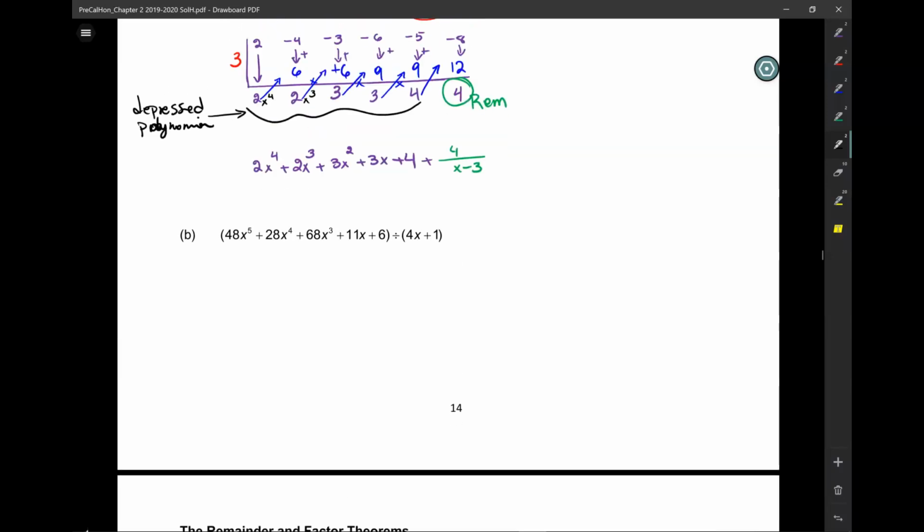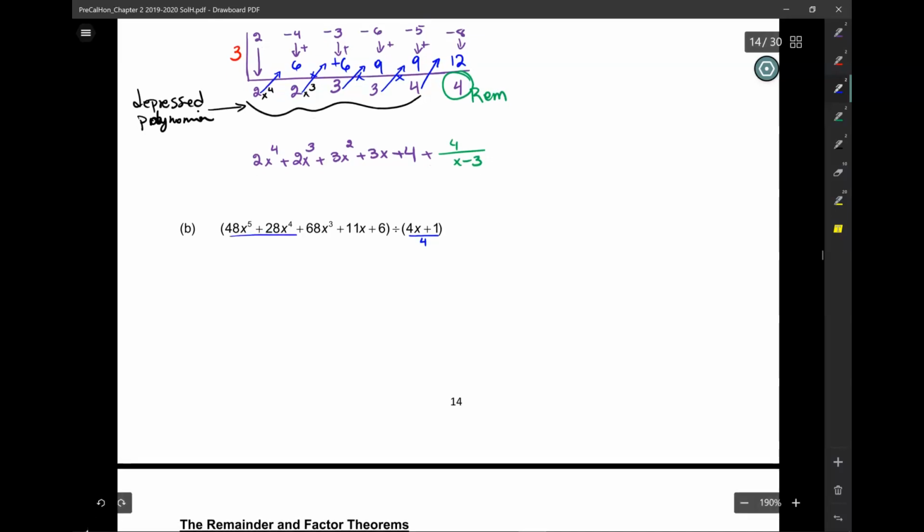Another problem is here the divisor has a coefficient other than 1. So what we're going to do is divide this by 4, each term by 4. And this is what students often miss. You also have to divide everything here by 4. Let's think about why.